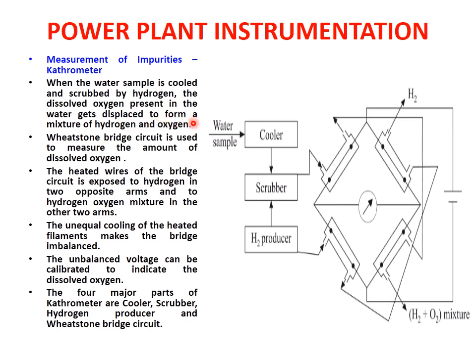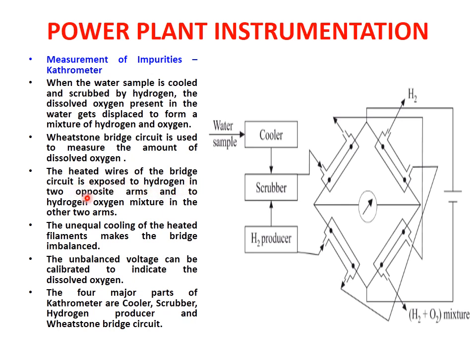When the water sample is cooled and scrubbed by hydrogen, the dissolved oxygen present in the water gets displaced to form a mixture of hydrogen and oxygen. See guys, this is a major point in the working of the katharometer: if the water sample is cooled and after that it is scrubbed by hydrogen, meaning it is mixed with hydrogen, then the dissolved oxygen present in the water gets displaced, and it comes up in the form of a hydrogen and oxygen mixture.